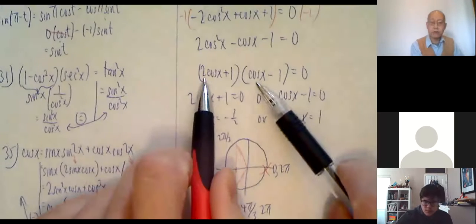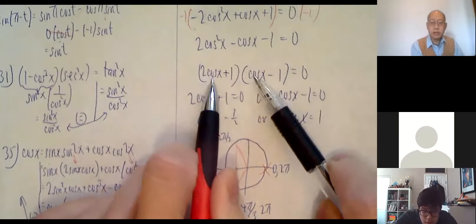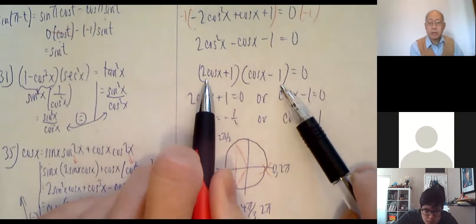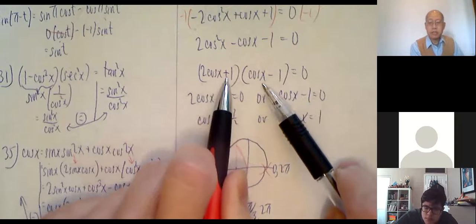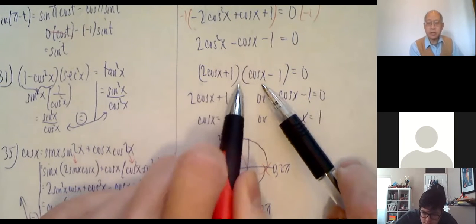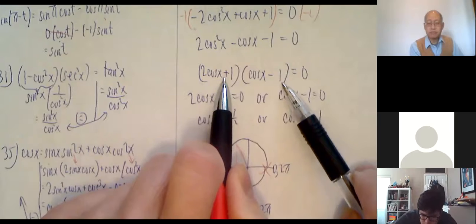Let's try it. First, 2 cosine squared x, there it is. Outer, this times this, negative 2 cosine x. Inner is plus 1 cosine x, that's a negative cosine x. And then the last, minus 1.